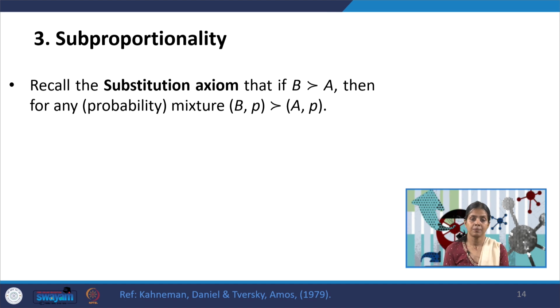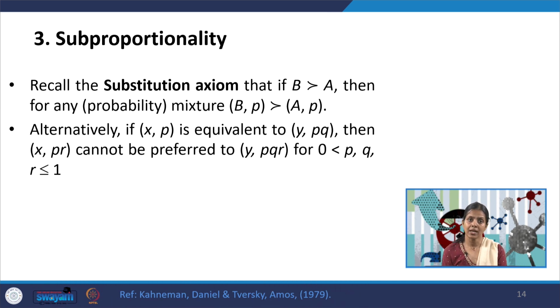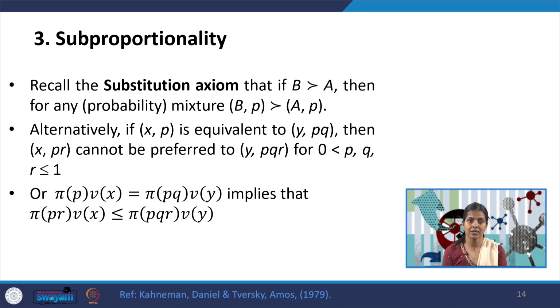Now, the third principle is the principle of subproportionality. Recall the substitution axiom: if B is preferred to A, then for any probability mixture, BP would be preferred to AP. We can rewrite this alternatively as: if (x, p) is equivalent to (y, pq), then (x, pr) cannot be preferred to (y, pqr) for any p, q, r that lie between 0 and 1. Now, what does it imply?